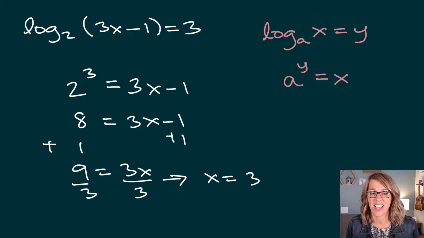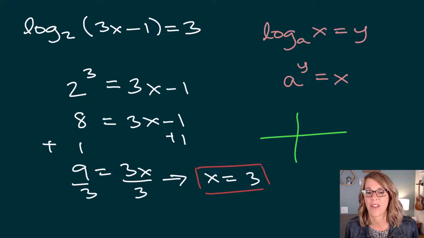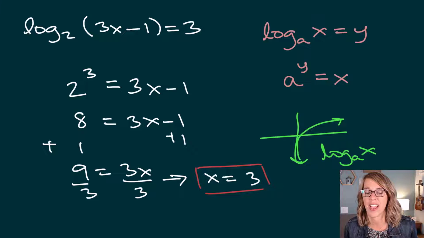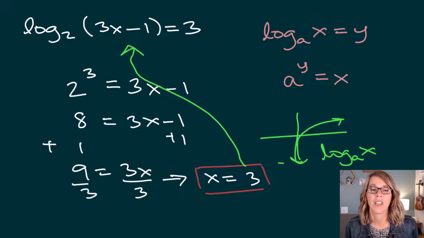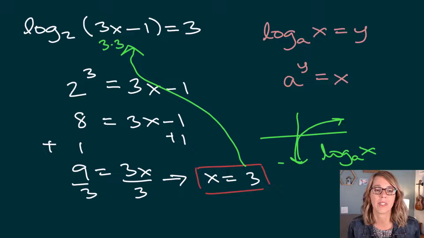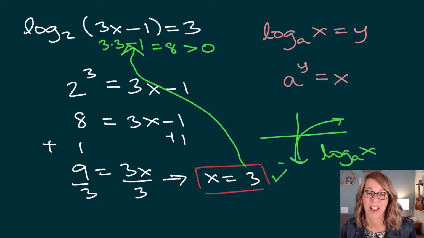Now, this is my answer, and it does work, but logarithms have domain restrictions. If I look at the graph of a generic logarithm, it looks like this. This is just log base a of x. So I need to make sure that whatever I've got for my answer works in my original logarithm. If I put a 3 inside here, 3 times 3 minus 1 is equal to 9 minus 1, which is equal to 8. I need to make sure that whatever my solution is, it keeps that argument of the logarithm, the thing inside the logarithm, greater than 0. And this one does, so I can go ahead and use it as my solution.